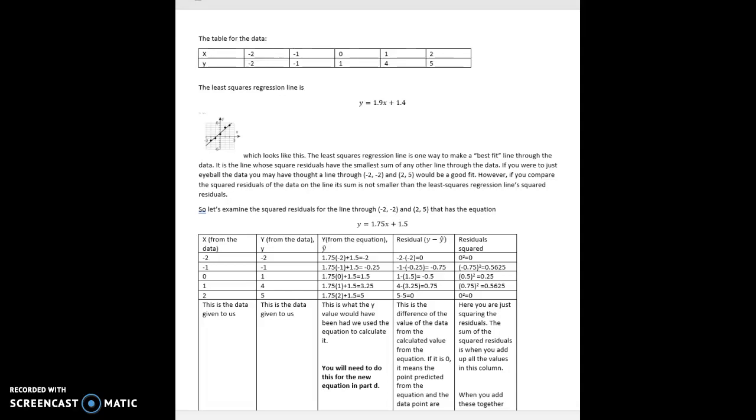So the question that you asked me was about finding the squared residuals of these different lines. In your problem, we have these data points, and this is just from your problem. It has your x and your y values and the corresponding x and y values that were given to us. You went through and found the least squares regression line, which was y equals 1.9x plus 1.4, which looks like this line through the data points.